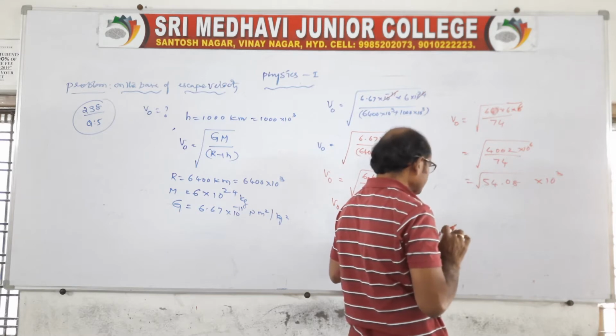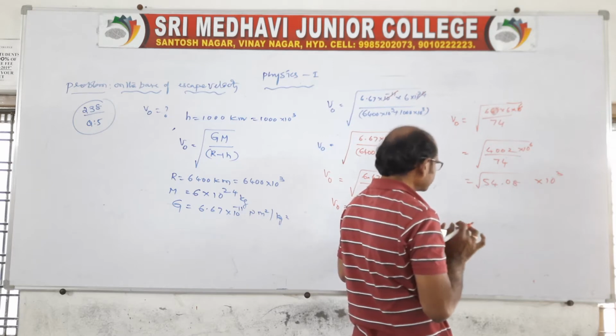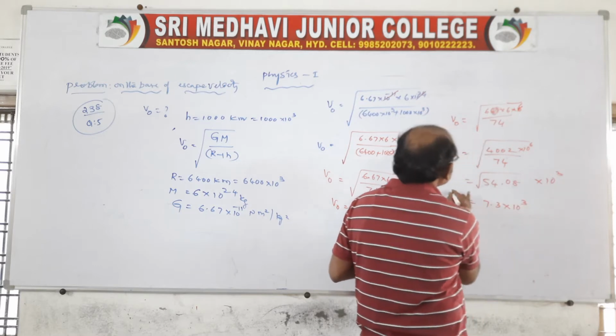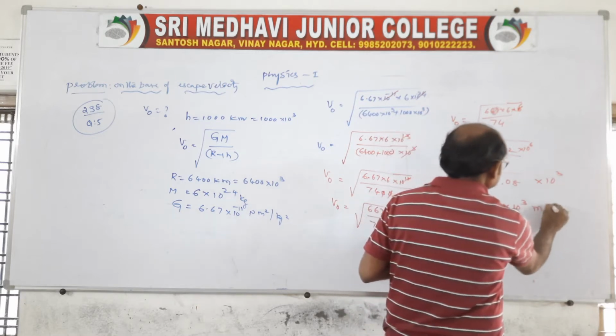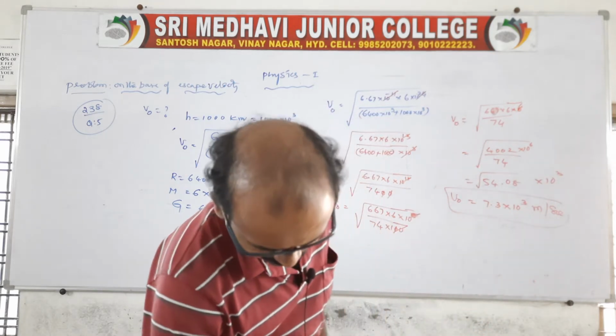So the final answer we may get like this: root of 54.08, approximately 7.3 into 10 power 3. It is the orbital velocity in meters per second. This is the way we need to get it.